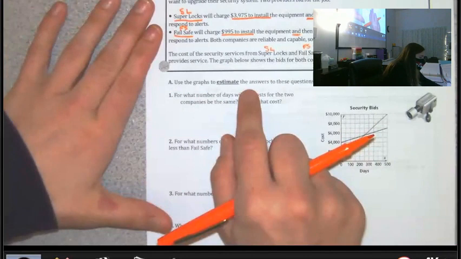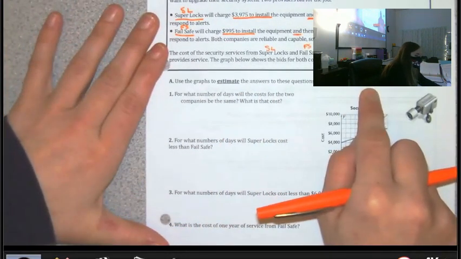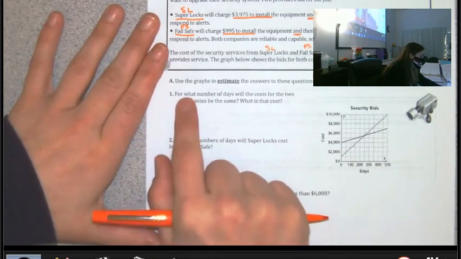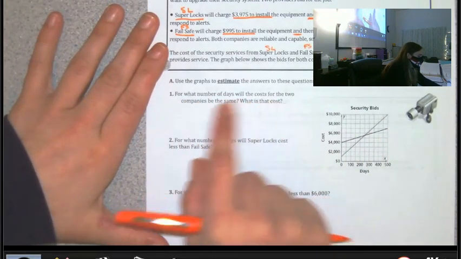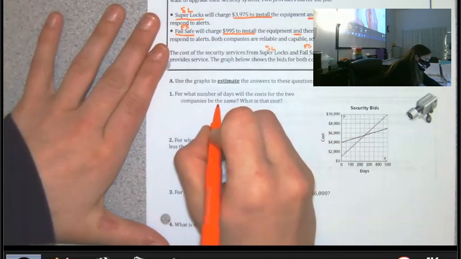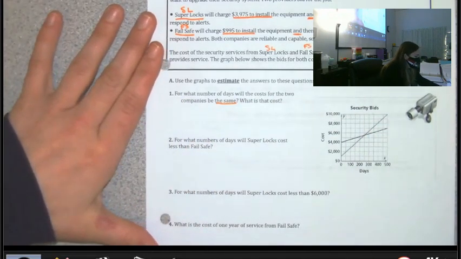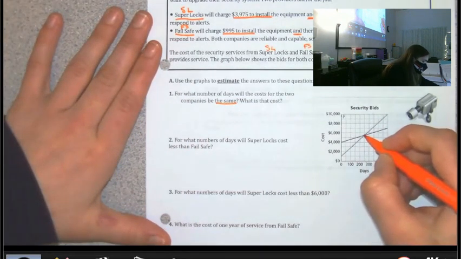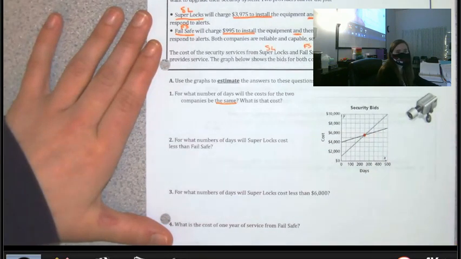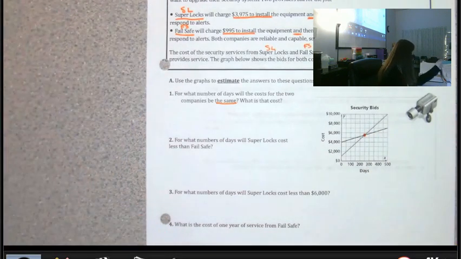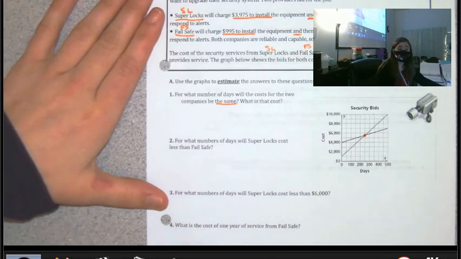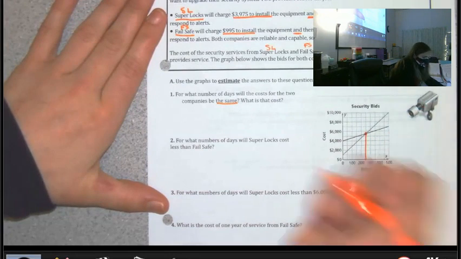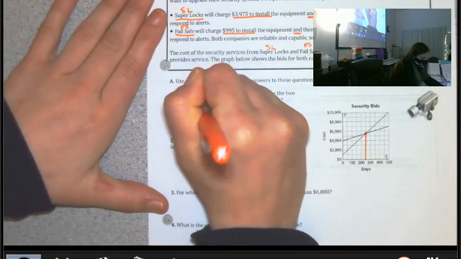We're going to estimate the answers to these questions, and then we're going to explain our reasoning in each case. So number one, for what number of days will the cost for the two companies be the same? So the exact same. And what is the cost? 250 days, right? This is also called, do you guys remember what that term was? Point of intersection, right? This is also the point of intersection, or when they are equal. So if we put a dot and then put a line, it looks like it's about 250 days.